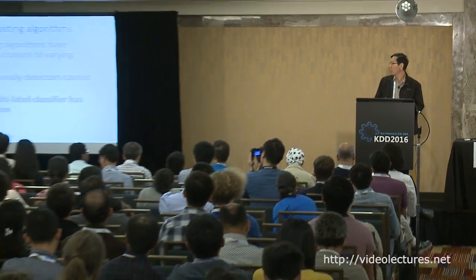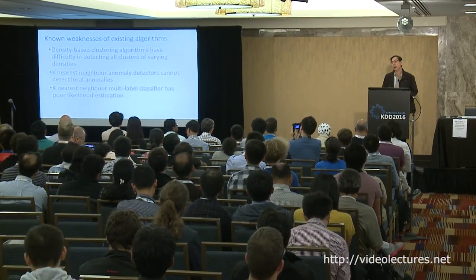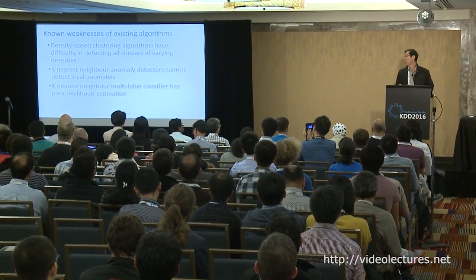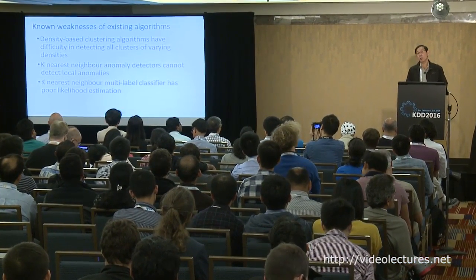The second one is the k-nearest neighbor anomaly detector. Again, this is a known problem, and there's a known solution also. If you are using nearest neighbor, there's a problem detecting local anomalies. And then there is the k-nearest neighbor classifier. This is less well known, but it is a known problem, due to the likelihood estimation of the k-nearest neighbor.